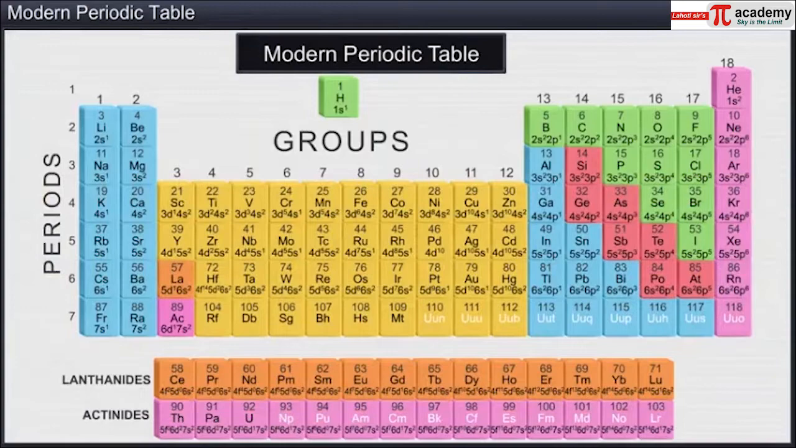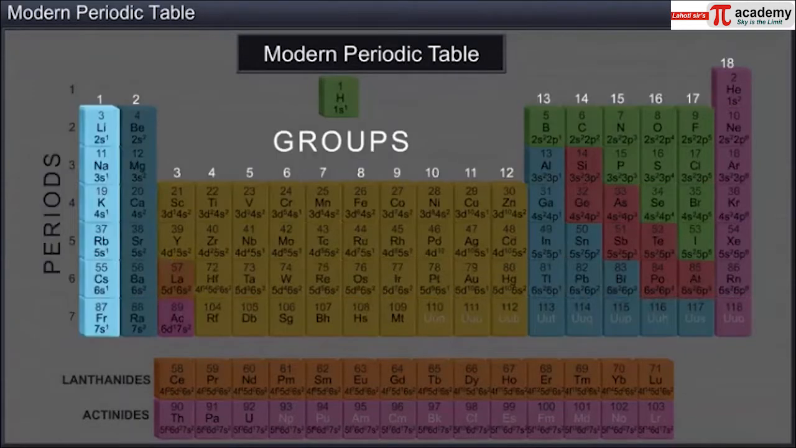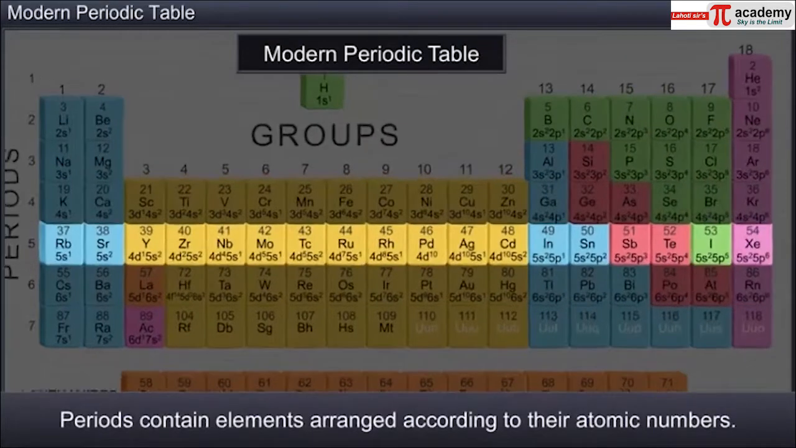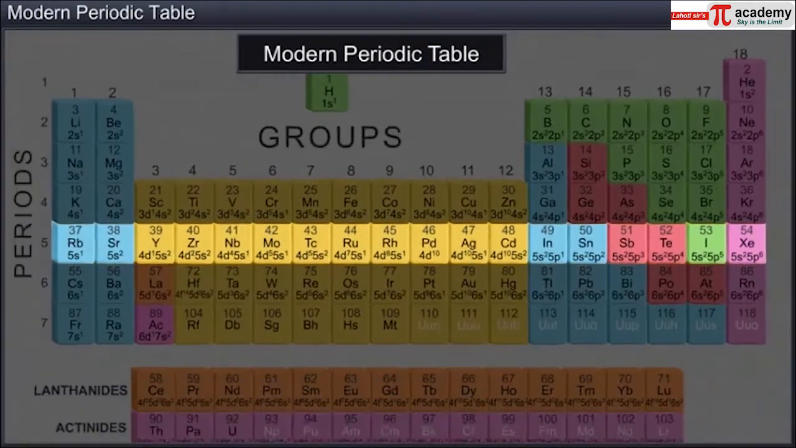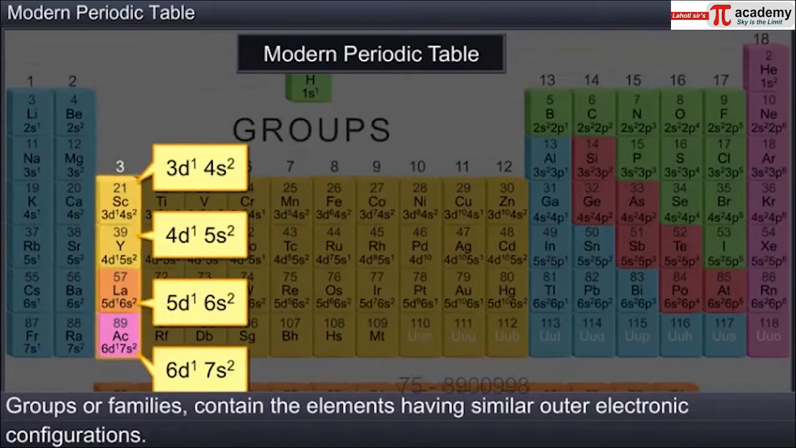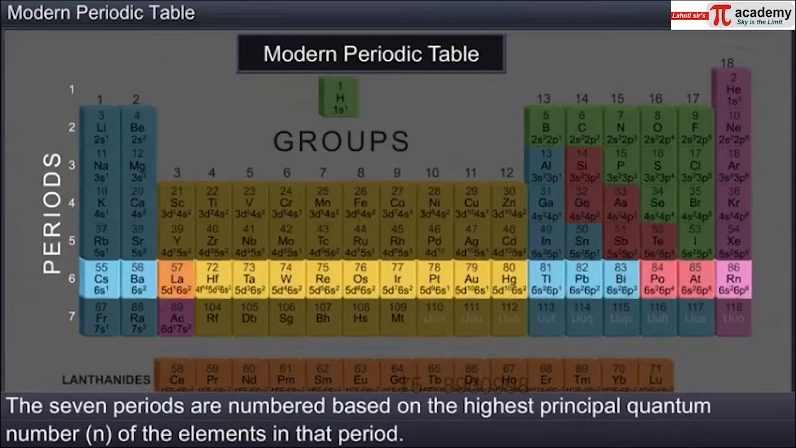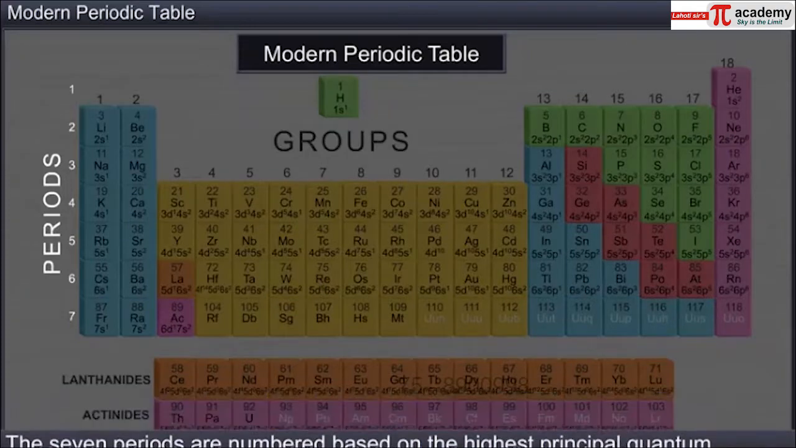Similar to Mendeleev's periodic table, in the long form of the periodic table, the horizontal rows are called periods and the vertical columns are called groups. The periods contain elements arranged according to their atomic numbers, and the groups contain the elements having similar outer electronic configurations in their atoms. It has a total of 7 periods based on the highest principal quantum number of the elements in that period.